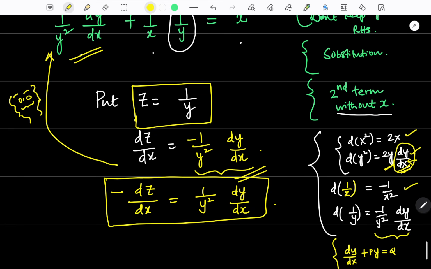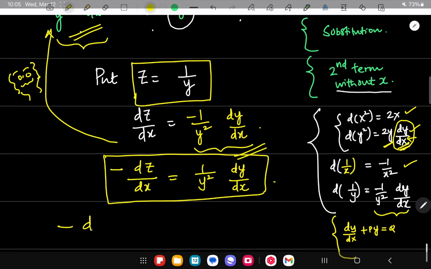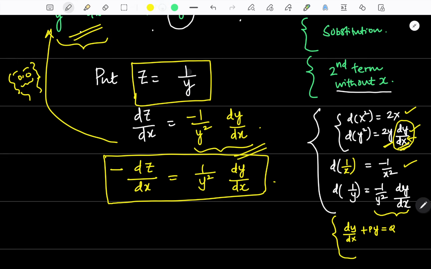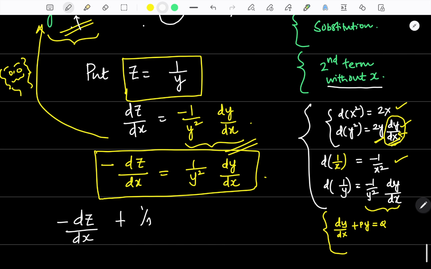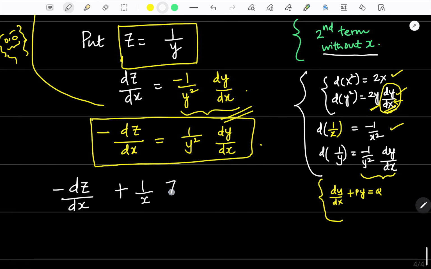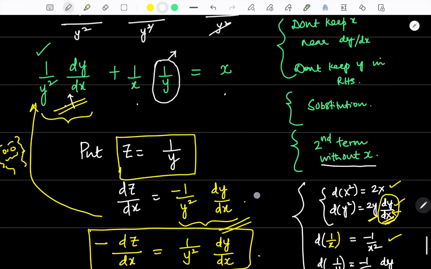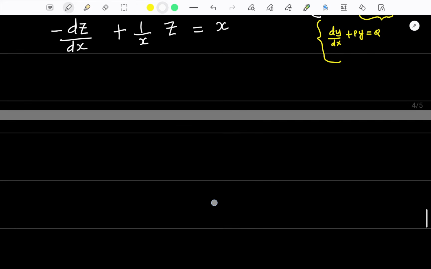Now all these things I'm going to put in the differential equation at the top. So this part is going to become minus dz divided by dx. Let me change the color so that it's easy for you. Minus dz divided by dx, which is this part. Now plus 1 by x, and 1 by y is z, which is equal to x. Clear? So the first term should not be negative.